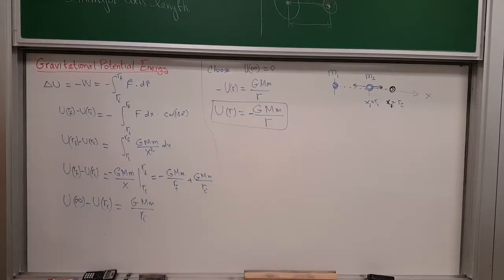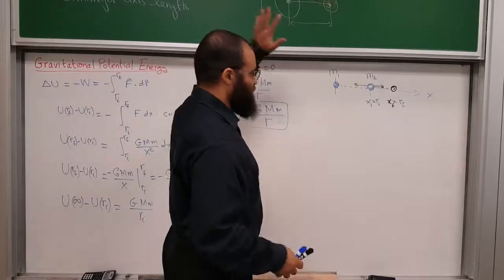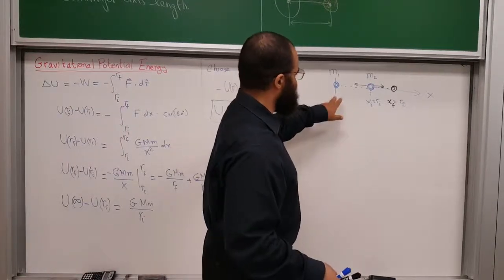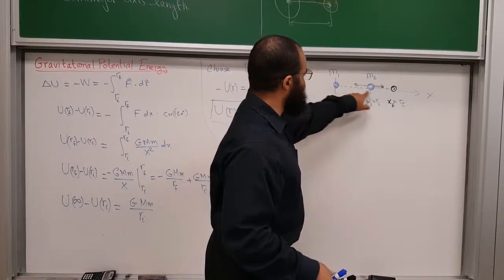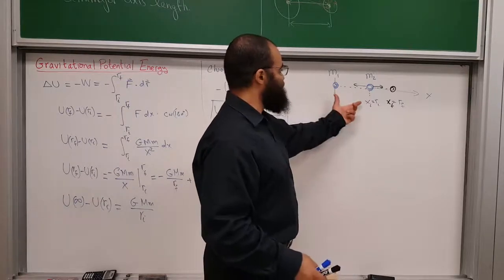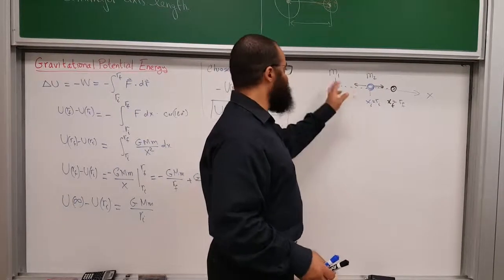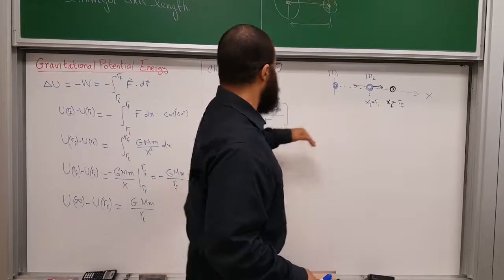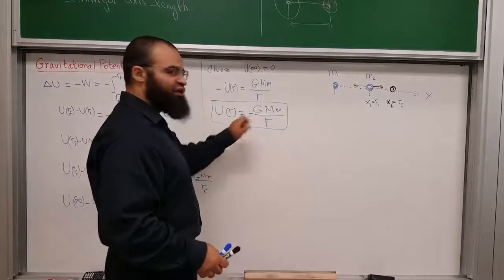That's the potential energy associated with this. So if I ask you, the reference point would be infinity, so what's the gravitational potential energy of these two masses associated with each other? It would just be the product of the two masses divided by the separation between them. And then there is a minus sign.